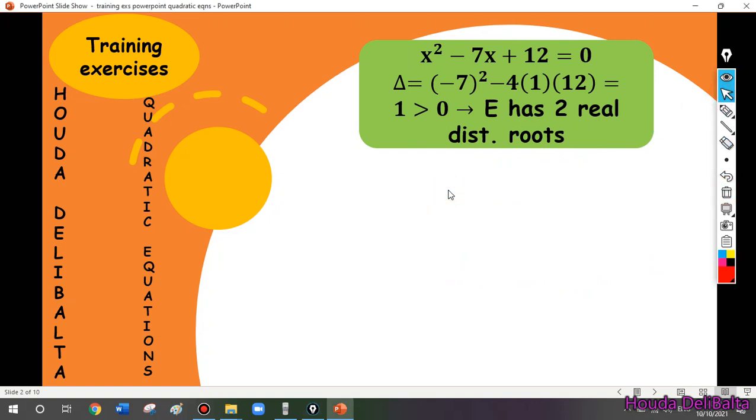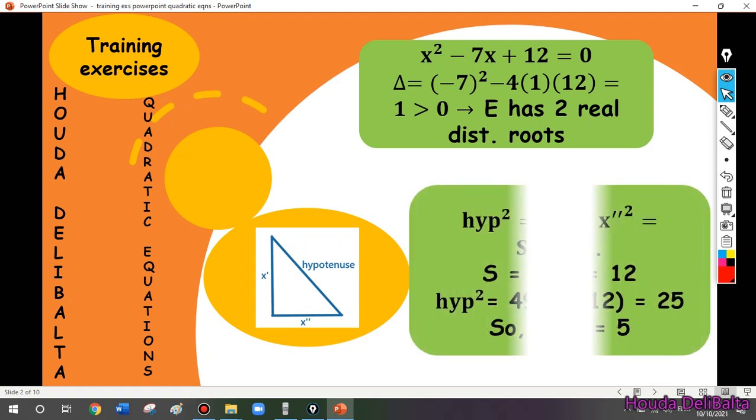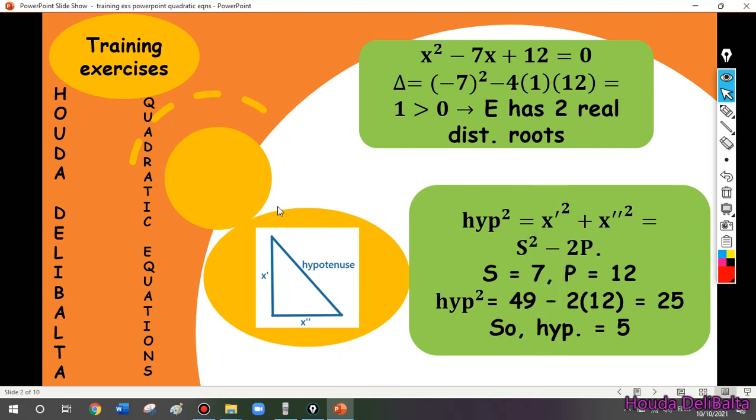Now, according to the second part, we suppose that this is our figure, that these two roots are the sides of a right triangle, and surely they are positive. X prime and x double prime, we need to calculate the hypotenuse of this triangle. According to Pythagoras, because we have a right triangle, we have to directly think of Pythagoras. It says that the hypotenuse squared is equal to x prime squared plus x double prime squared.